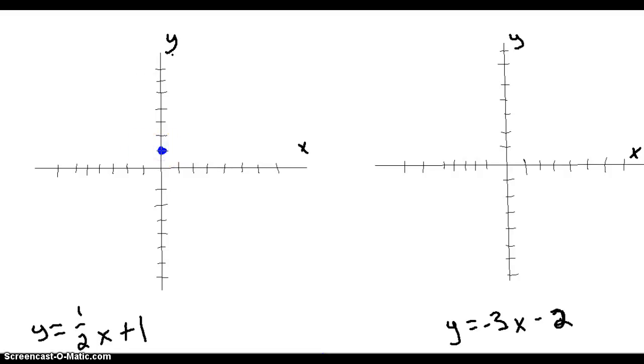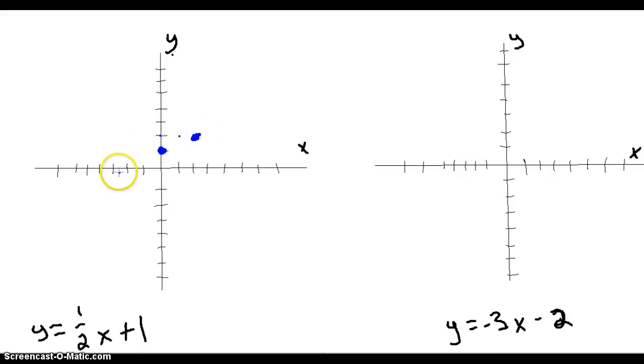Okay, now we're going to use the slope to get to our next point, and once we have this, we'll have 2 points, and we'll be able to draw our line. We notice that the slope is 1/2. Remember, the numerator of the slope tells us how much it changes vertically, so we know that it's going to go up 1 unit. Then the bottom will tell us how much it changes horizontally, so we're going to go to the right 2 units. And that's going to give us our second point.